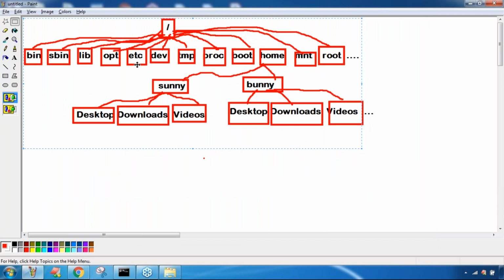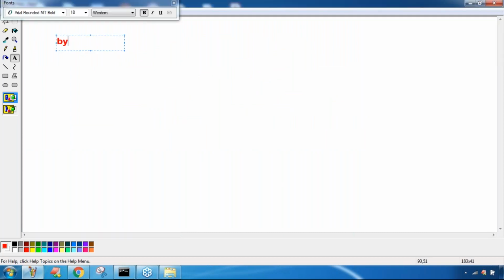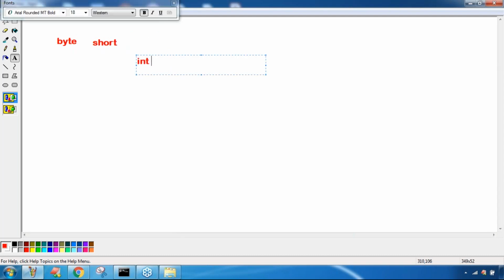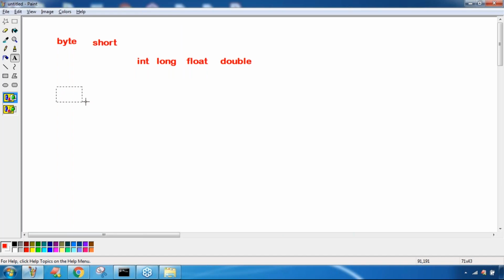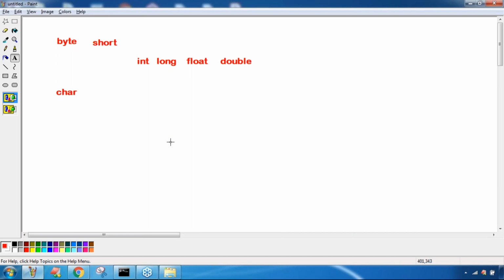Now just observe carefully. This diagram is very important for you. What is the first one? Byte. Next one, short. What is the next one? Int. Next long, float, double. Next, char. Now take very special care about this terminology, friends.